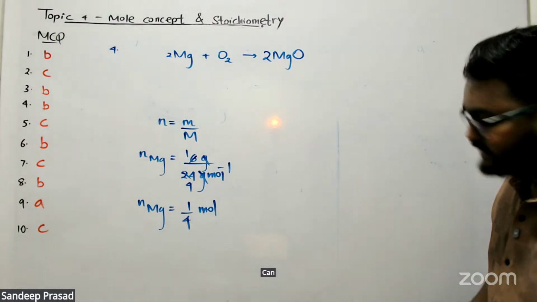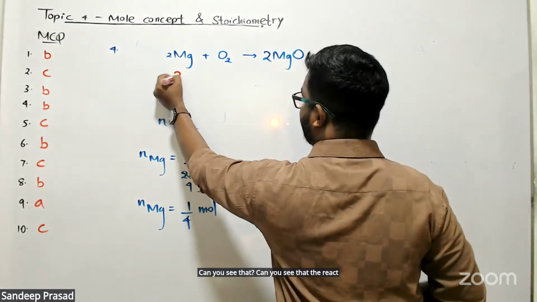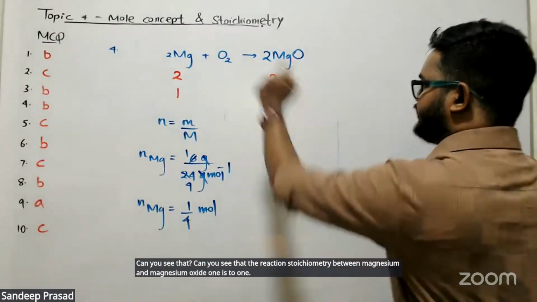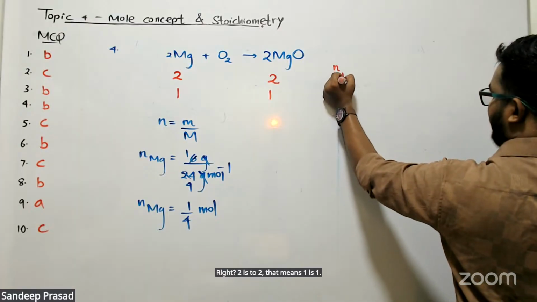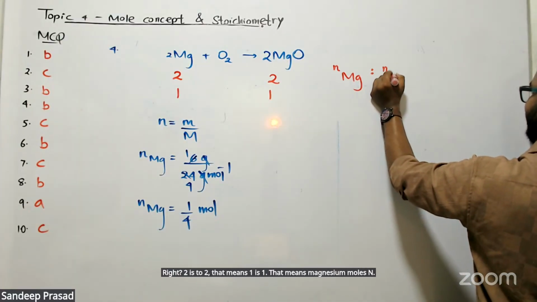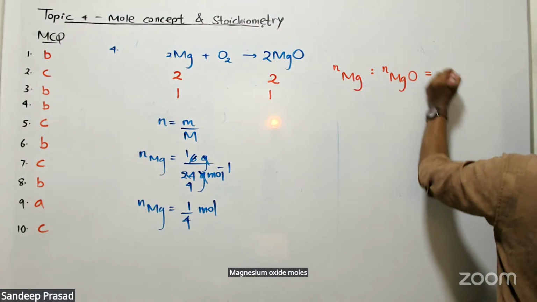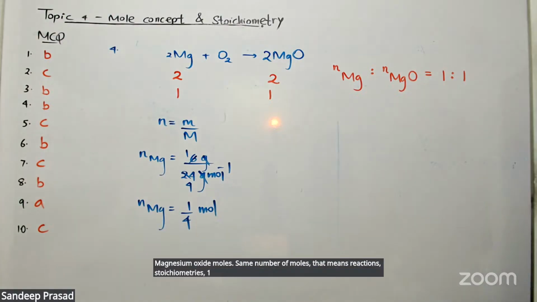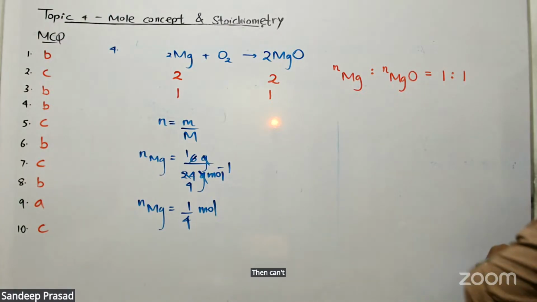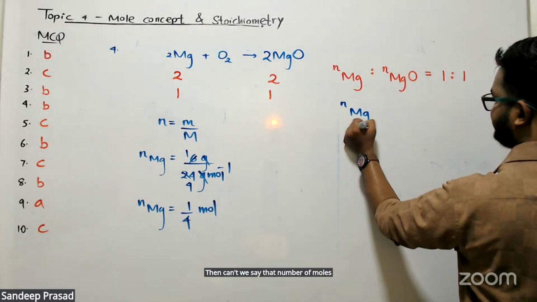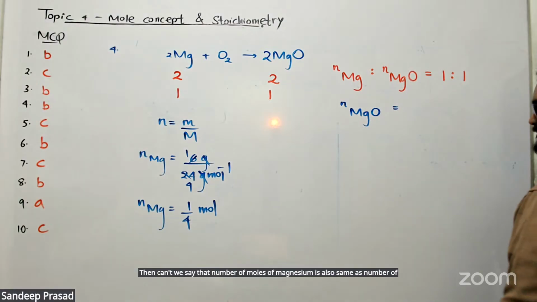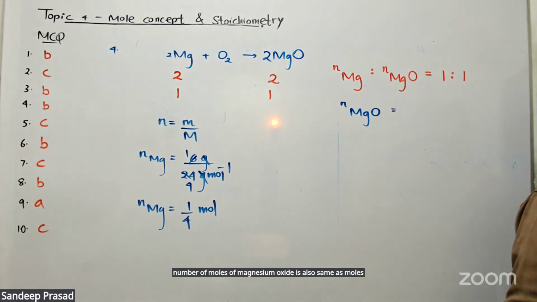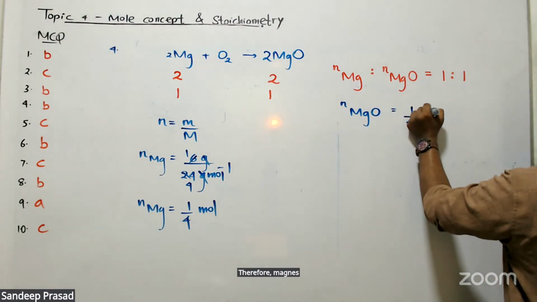Can you see the reaction stoichiometry between magnesium and magnesium oxide? 1:1, right? 2:2, that means 1:1. That means magnesium moles and magnesium oxide moles are the same number of moles. That means reaction stoichiometry is 1:1. Then can't we say that the number of moles of magnesium oxide is also the same as moles of magnesium? Therefore, magnesium oxide moles will be 1/4.